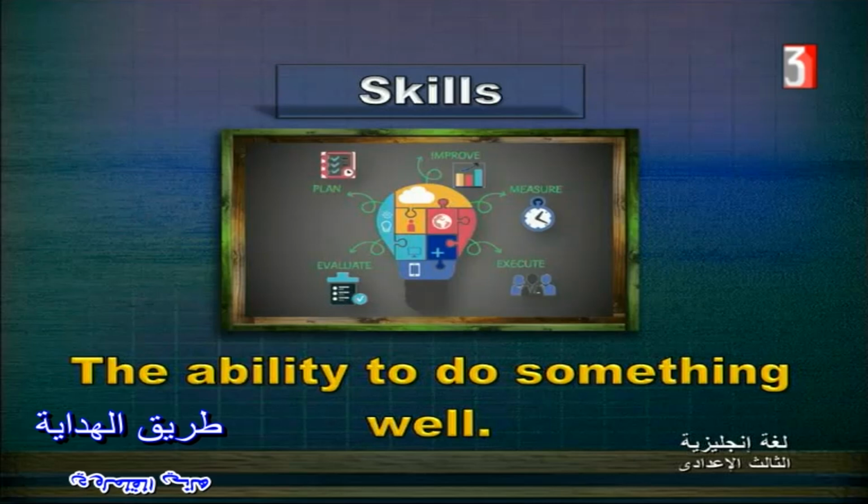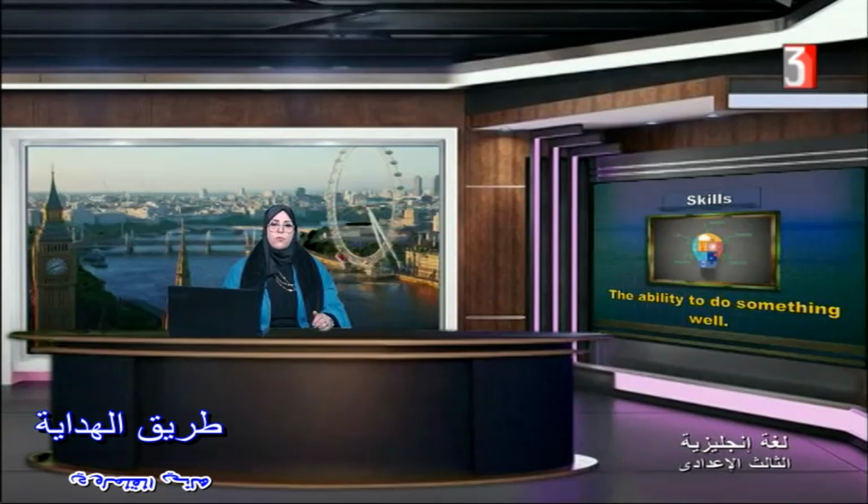And get careful because we have here the word skull. So we have a skill and a skull. S-K-U-L-L. Skull معناه جمجمة. So we have a skill and a skull.